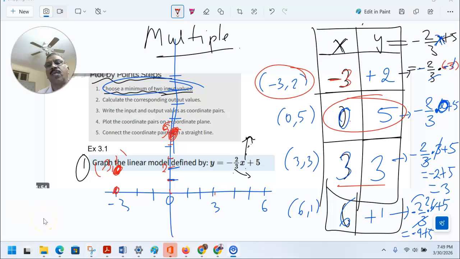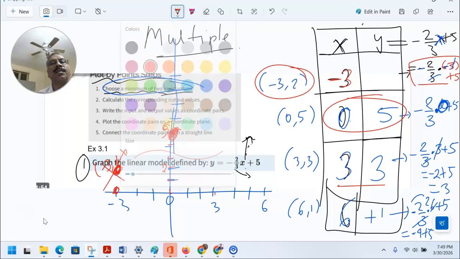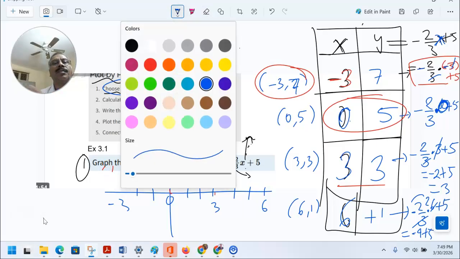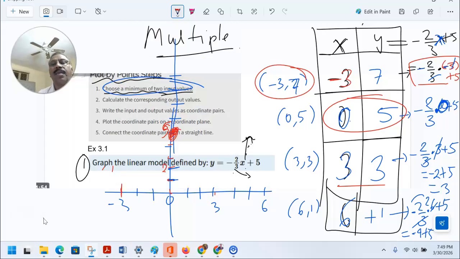I think I missed one point here. I think this is the wrong one. Because see, I forgot to add 5 here. So when you add 5 to 2, this should be 7. So I'll take this off and put 7 there. So that's 7. Let me clean this off. This is not there. So, -3 and 7, 5, 6, 7.